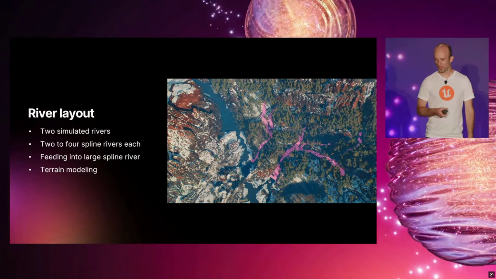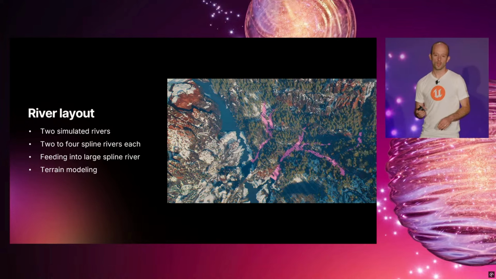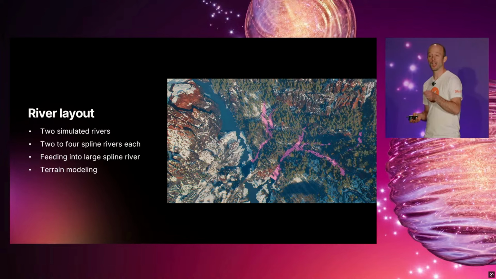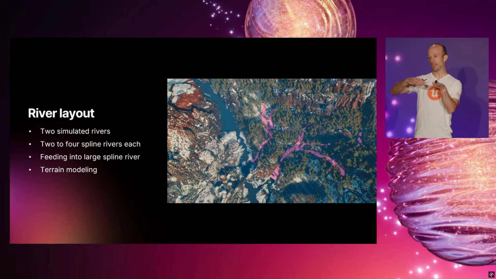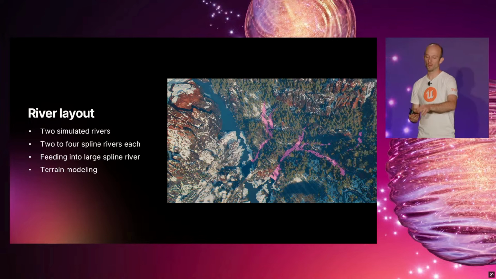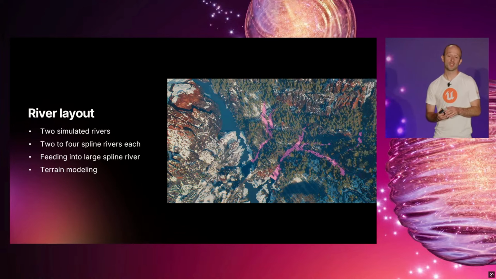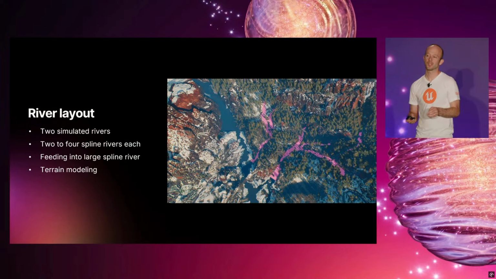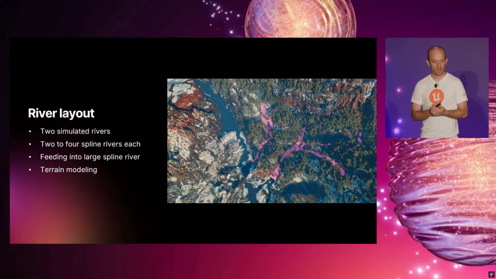So on the Witcher 4 demo, we had 2 simulated rivers. Each of those 2 rivers was comprised of between 2 and 4 spline rivers, or spline water bodies. And those all had branching, so they all met into one water body and then flowed into the main river. You can see that running top down on this image. And that main river there was not simulated. That was just a normal spline-based water body. But the ones in pink were all simulated.